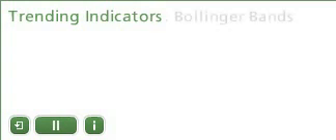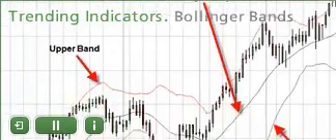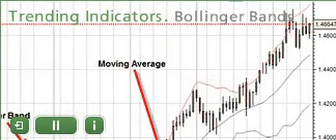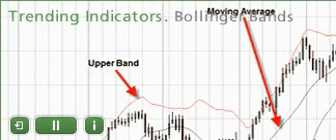The next trending indicator is Bollinger Bands. Bollinger Bands can show you not only what direction a stock or CFD is going, but also how volatile the price movement of the stock or CFD is. Bollinger Bands consist of two bands, an upper band and a lower band, and a moving average, and are generally plotted on top of the price movement of a chart.